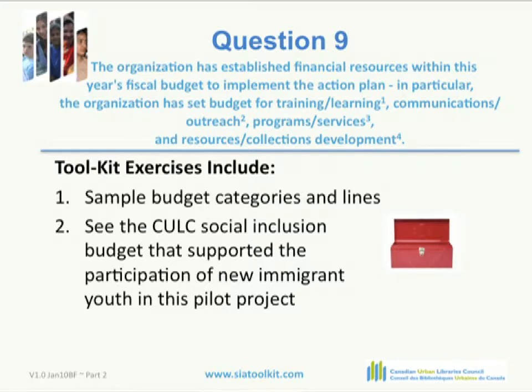Question 9: the organization has established financial resources within this year's fiscal budget to implement the action plan. In particular, the organization has set a budget for training, learning, communications and outreach, programs and services, and resources or collections development. The toolkit will provide you with examples in this area of how a sample budget might look. There are a series of budget categories and budget lines for you to look at, as well as the sample budget that CULC, the Canadian Urban Libraries Council, used for the social inclusion budget.